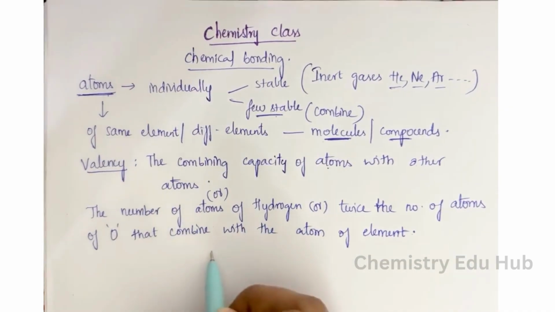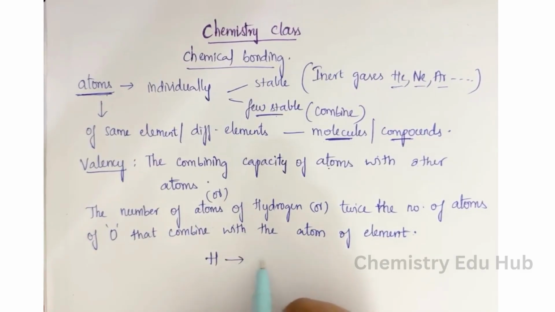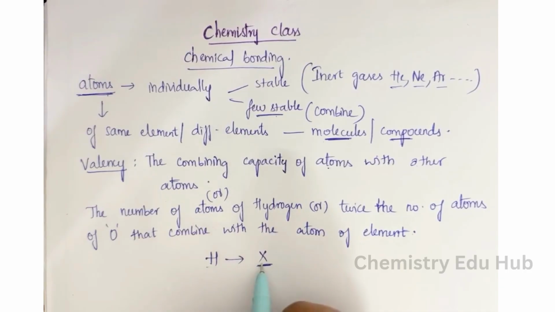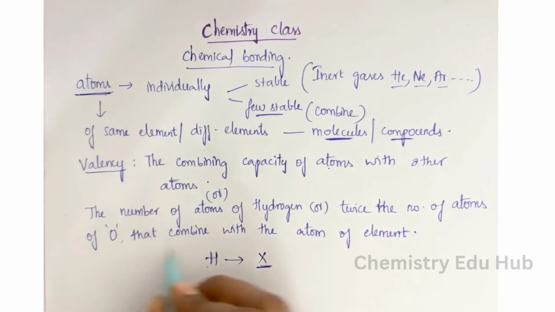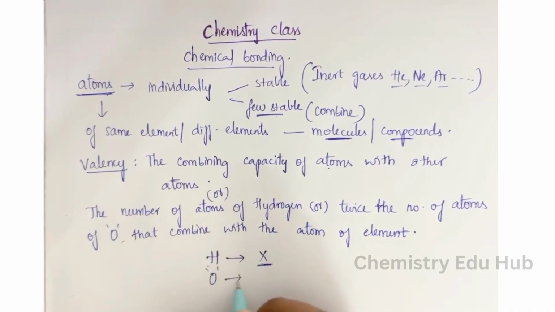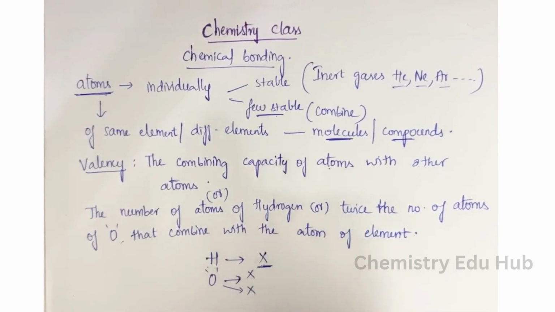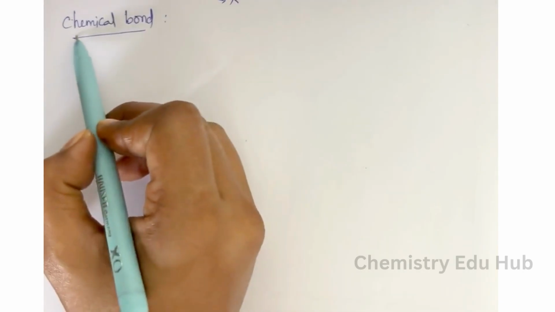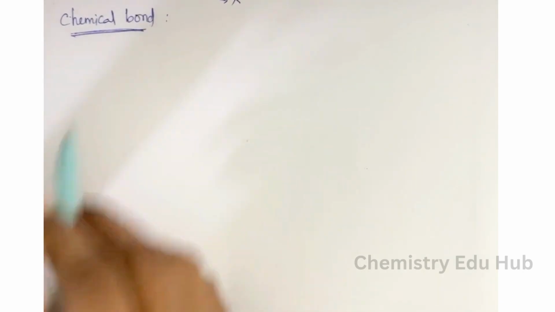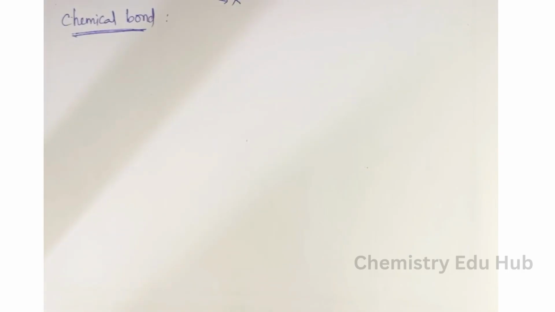So with hydrogen, if the X atom is combining, 1 will be its valency. If the X element has to combine with oxygen, it will combine with twice the number of oxygen atoms, so its valency is equal to 2. So this valency or the combining capacity can be understood with the help of chemical bonding.